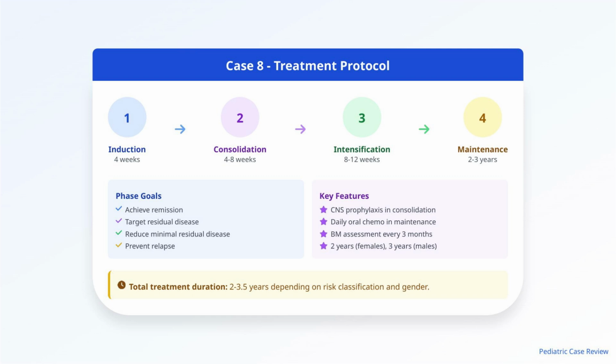Finally, there's maintenance therapy, which typically lasts 2 years for females and 3 years for males, involving daily oral chemotherapy to prevent relapse. As mentioned in the provided information, this includes medications like prednisone, vincristine, methotrexate, and mercaptopurine. The total treatment duration ranges from 2 to 3.5 years, depending on risk classification and gender. Throughout this time, children will undergo regular bone marrow assessments, approximately every 3 months, to monitor for cancerous cells.